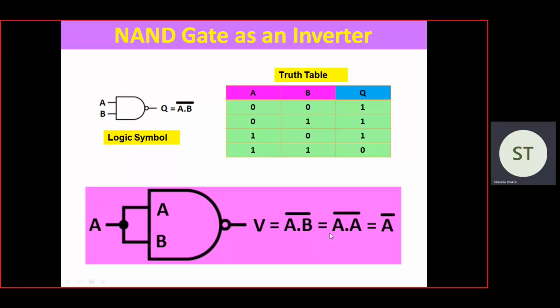So we can write this expression as (A dot A) to the whole complement, and A dot A in digital electronics we know this is A. As per the AND law, A dot A is A. So we write it as A complement, and A complement is the Boolean expression of an inverter. So we have verified that this particular circuit is acting as an inverter that we have constructed using only a NAND gate.